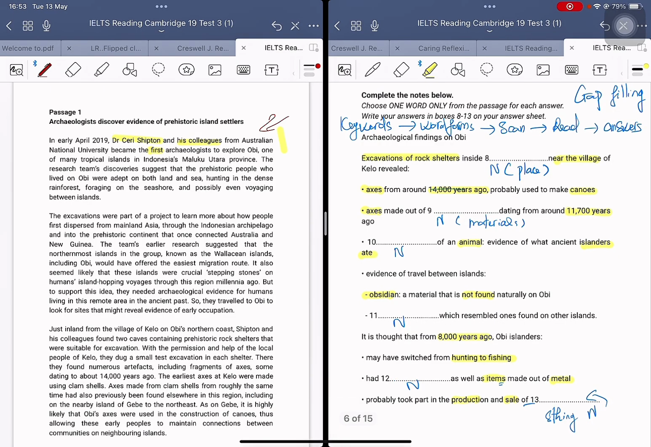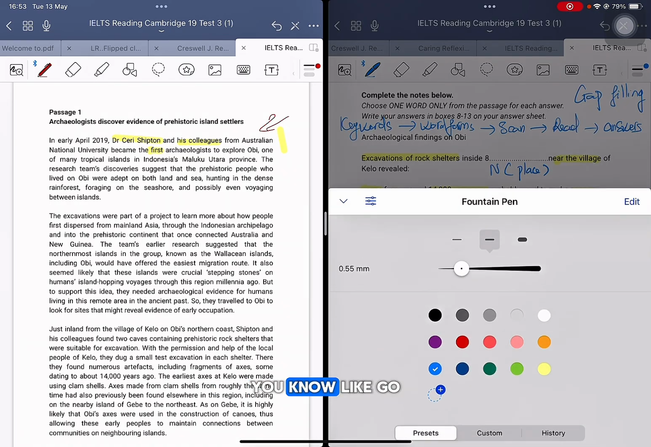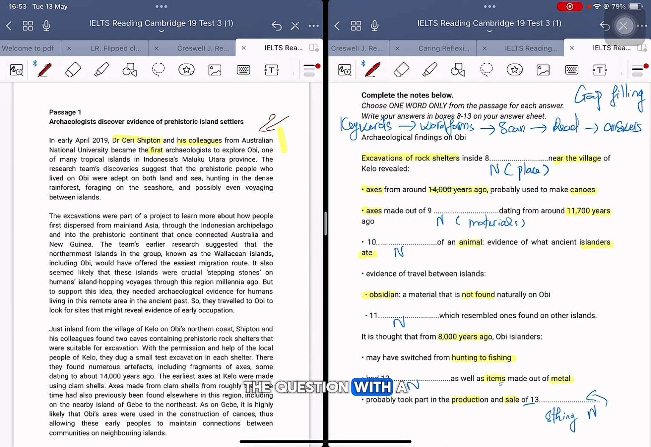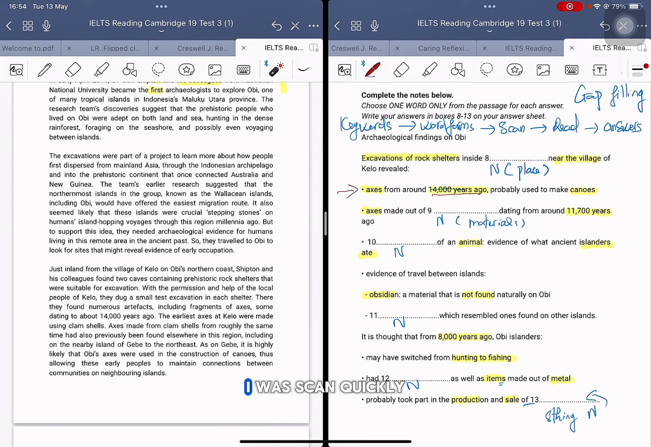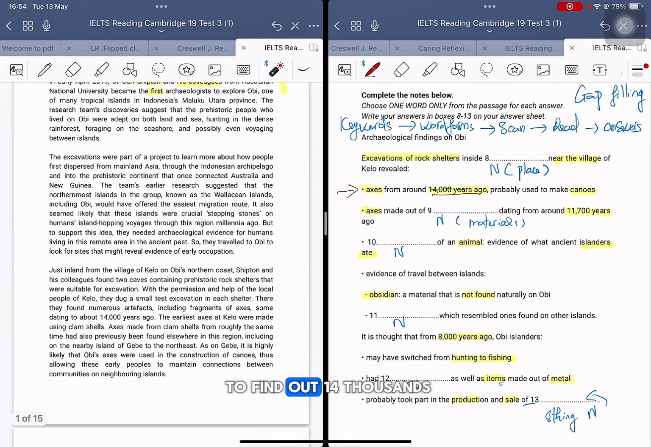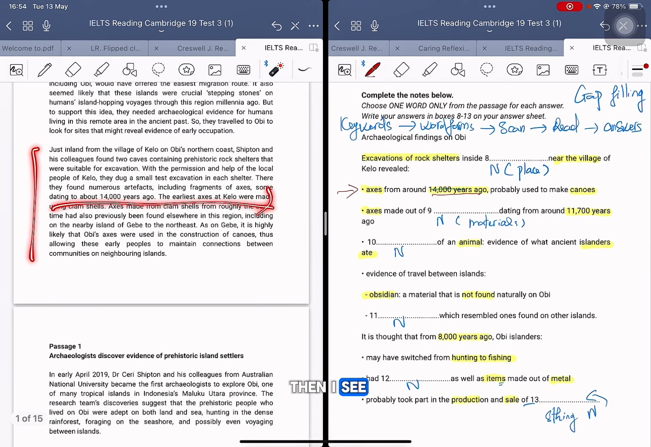Okay, so for this type of question, it's exactly the same. For example, for the first one, it seems difficult to find out the answer. Then you can think about going for the question with specific information. So I go for this question because I can see the number here, 14,000 years ago. Then I will scan quickly over the text here to find out 14,000. So I scan quickly, no 14,000 here. And then I see, oh, here we go, 14,000 years ago.